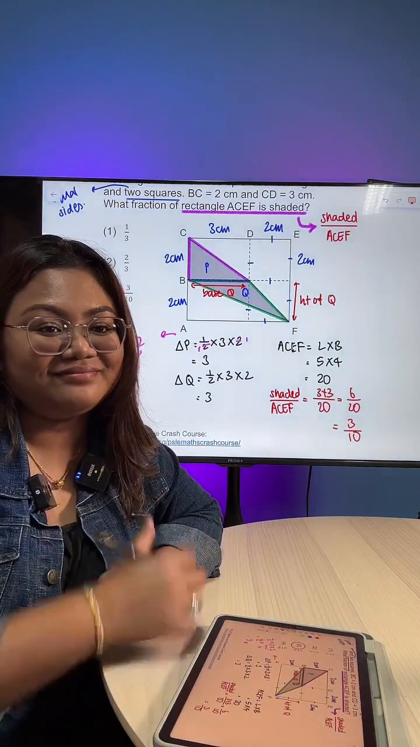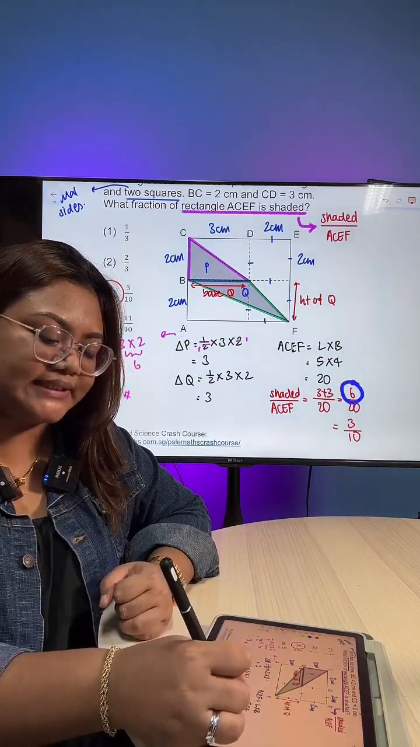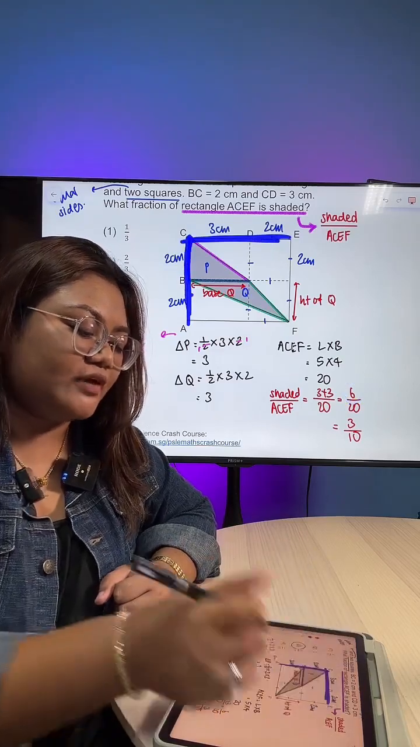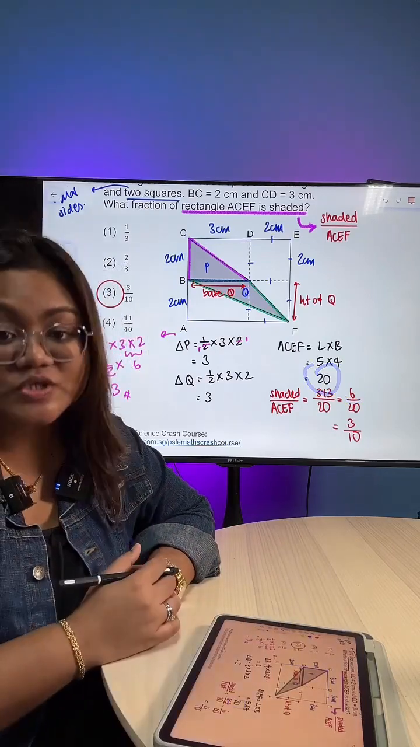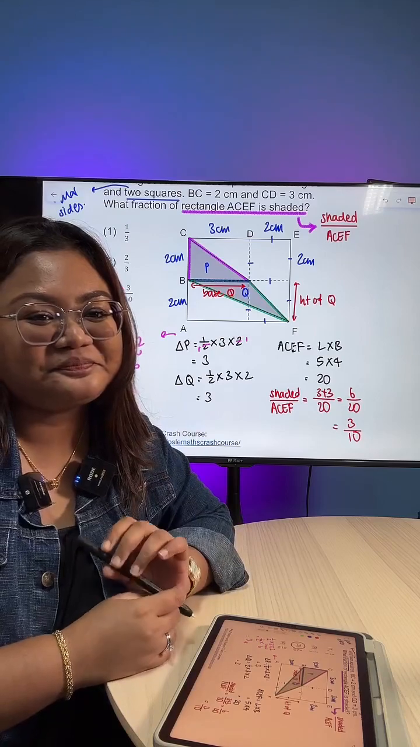Got it? Okay, so now you got the area of Q and the area of P. Find the total, which is 6, and the entire thing is 4 times 5 to give us 20. Hence, 6 over 20, which is 3 out of 10. Okay?